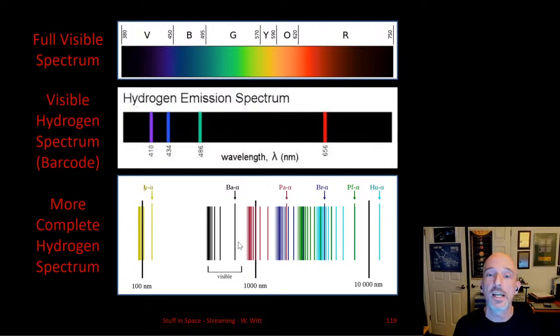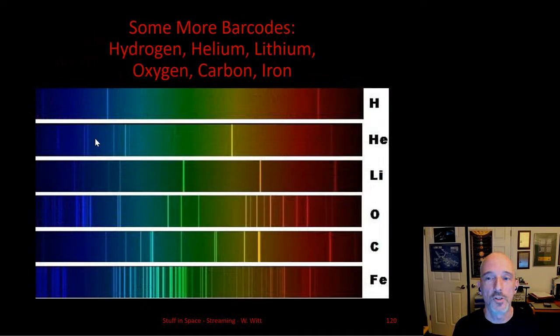And it turns out hydrogen gas also glows with a bunch of colors that we cannot see with our eyes, right? Like we said earlier, there's a bunch of colors we can't see, but instruments can see them for us. And so it turns out this is the complete barcode of hydrogen down here that we can see, including with instruments. Here are some other examples: helium, lithium, oxygen, carbon, right? You can see that each one of these has a unique pattern, a unique barcode.